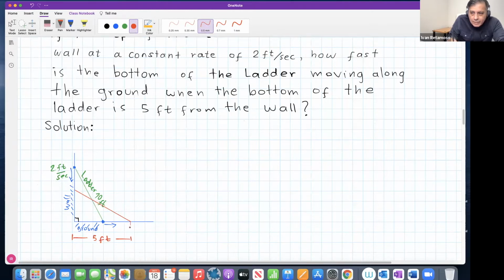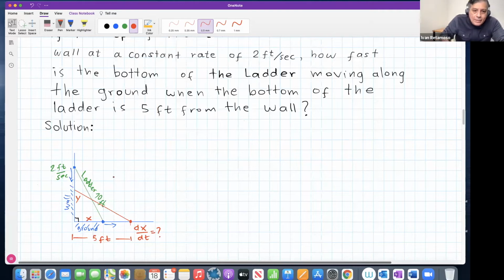Yeah, at that moment, we have to answer the question, right? What is dx/dt? But in order to write dx/dt, I better label my quantities that are changing, right? This quantity, the one that measures the height, I will represent it with Y. This quantity, the one that measures the length or the distance from the bottom of the ladder to the wall, I will label it with X. So basically they are asking me at this moment, what is dx/dt right there? And this is what we're gonna do.